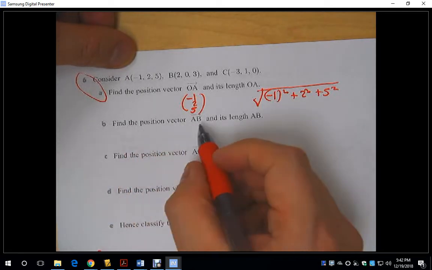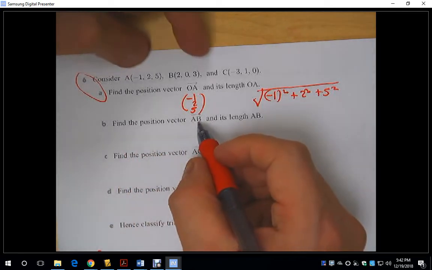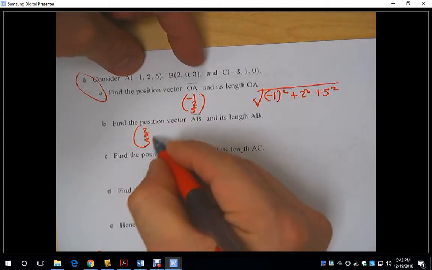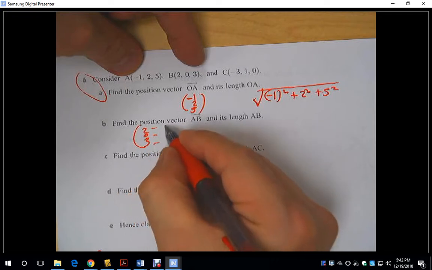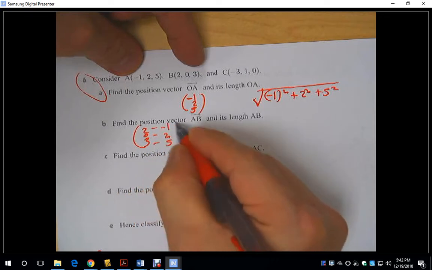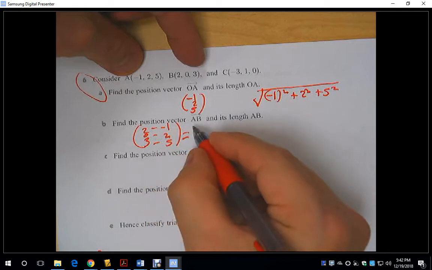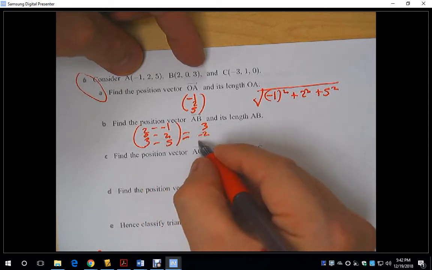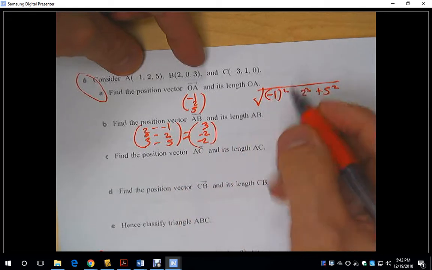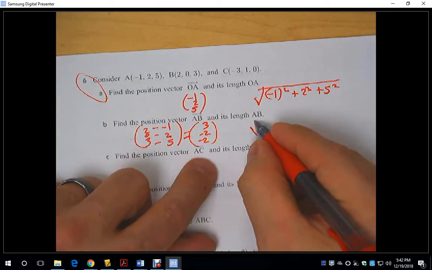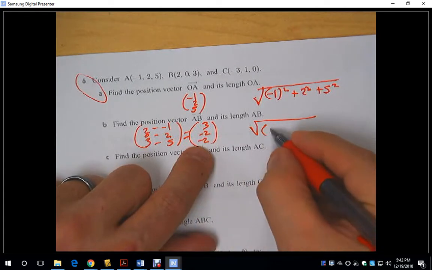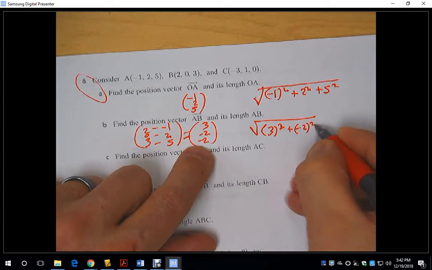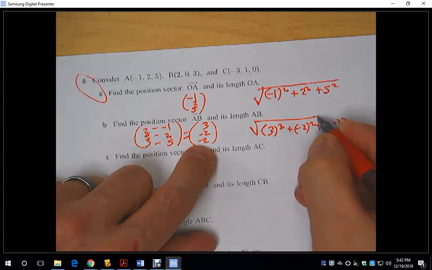All right, let's just do another one. So it says find the position vector of A to B. So we're just going to do head minus tail. So 2, 0, 3, and we're going to subtract from it the tail, which is -1, 2, 5. That gives us 2 minus negative, that's a positive 1. That's 3. 0 minus 2 is -2, and 3 minus 5 is -2. And if I want to find the length of it, it's the same concept. Just make sure that when we have negatives that we use parentheses: 3 squared plus (-2) squared plus (-2) in parentheses squared.